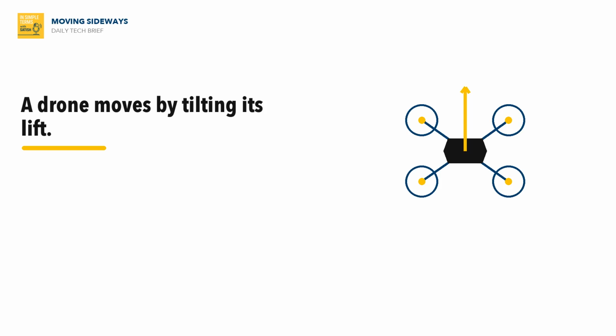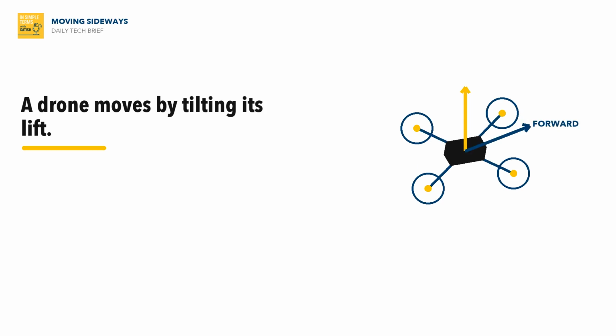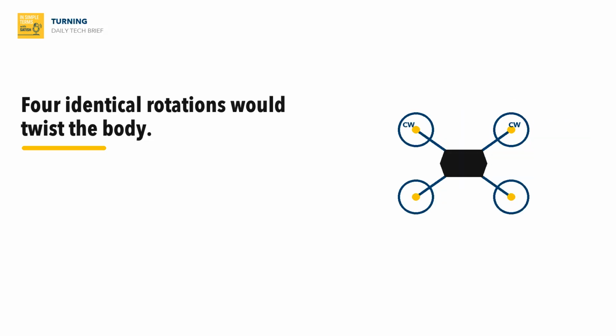To move sideways, it tilts. If the rear motors push a little harder than the front motors, the drone tilts forward. Once it tilts, some thrust still points upward, but some now points forward. The drone moves by leaning its lift in the direction it wants to go.